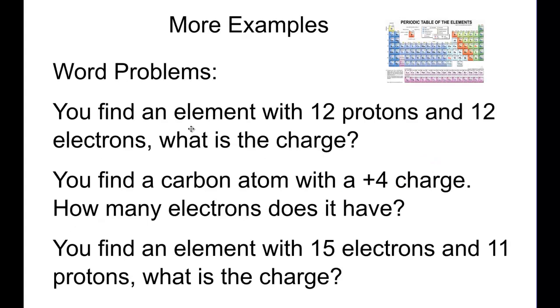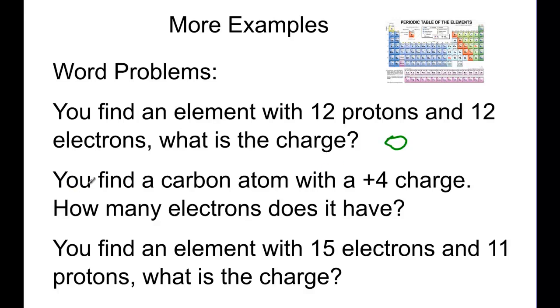So more examples. Let's look at them in terms of word problems. Our general concept is that you need 1 proton to cancel 1 electron. So if you have equal numbers, you have no charge. If you have unequal numbers, you have some charge, depending on which way you go. This one should be simple enough: 12 protons, 12 electrons. I have 12 positives and 12 negatives. They cancel 1 for 1, so my charge should be 0.